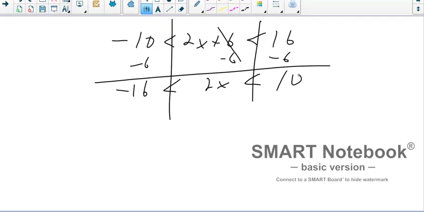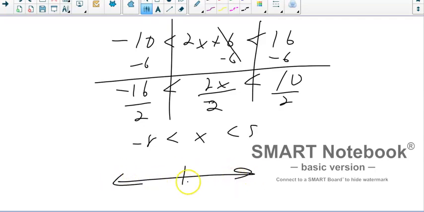Now, if this was a -2x, as soon as I divided by -2, I would have to flip these symbols. But I'm not, because it's a positive 2x. So this is -8, x, and 5. And that's my answer. X has got to be less than 5, but greater than -8. So I'm looking on the number line. Here's 0. Here's -8. Here's 5. It has to be less than 5, but greater than -8, basically in between those two numbers, not including them.